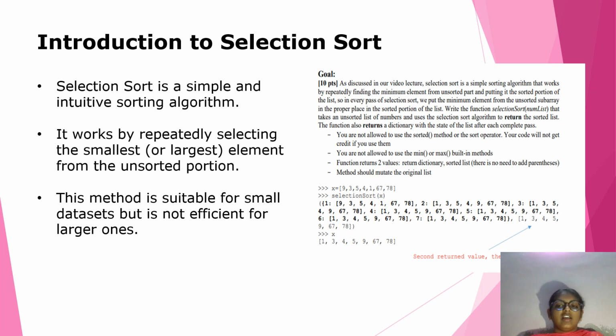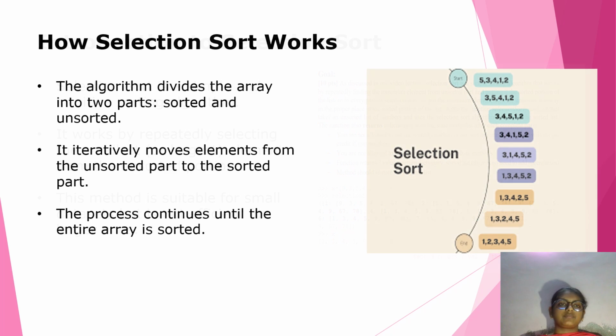Introduction to selection sort. Selection sort is a simple and intuitive sorting algorithm. It works by repeatedly selecting the smallest element from the unsorted portion. That may be the smallest or largest element from the unsorted portion. This method is suitable for small data sets but is not efficient for larger ones.